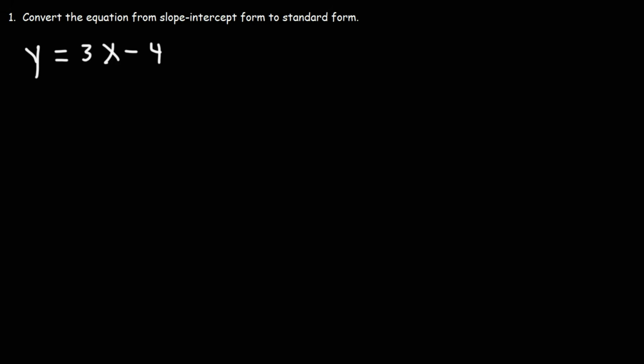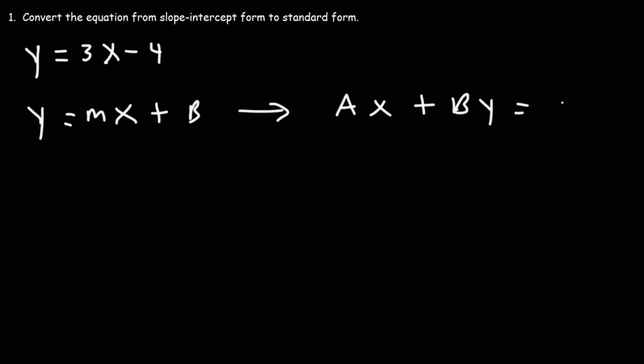In this video, we're going to talk about how to convert a linear equation from slope-intercept form to standard form. So we have this example, y is equal to 3x minus 4. Right now, it's in slope-intercept form, which is y equals mx plus b. And we want to convert that to standard form, which is ax plus by is equal to c.